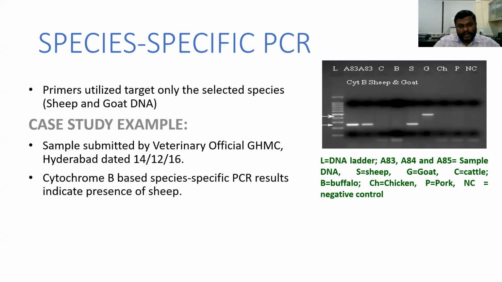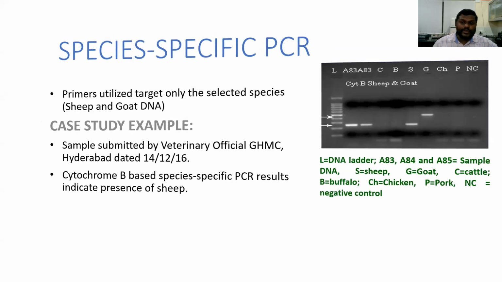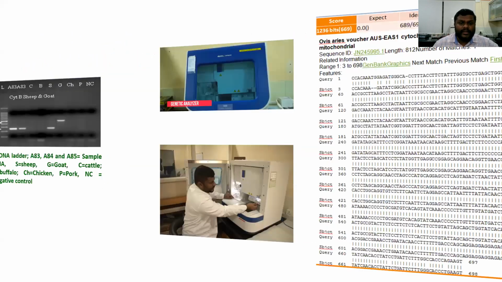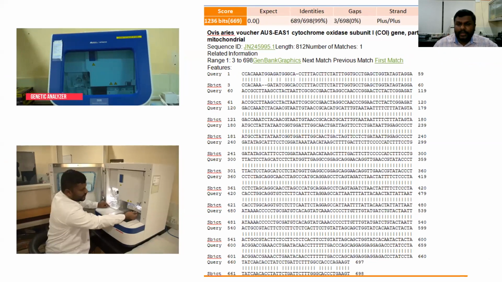After n number of studies, we performed the sheep and goat species-specific PCR, and that biryani was identified to be mutton, from sheep. So this is one case study where the species-specific PCR has been used. Now I already explained sequencing. That is another technique we are using, the universal primer technique.